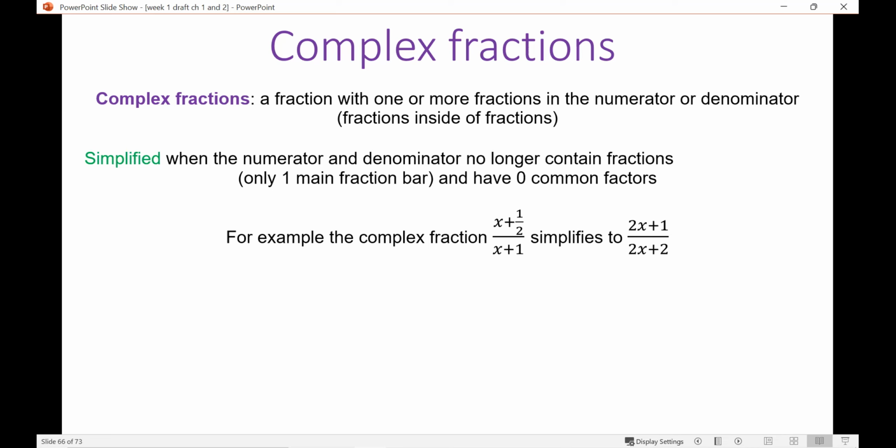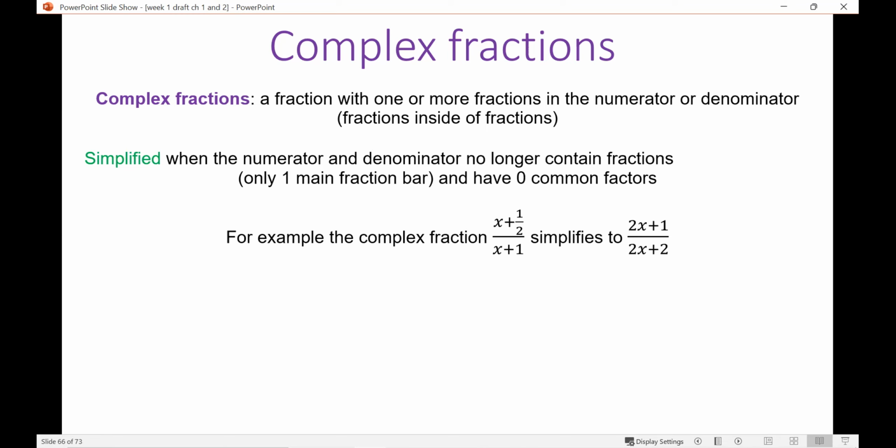A complex fraction is simplified when the numerator and the denominator don't contain fractions inside of them, so we only have one main fraction bar. And then they're also simplified when they share no common factors, just like how we simplified regular fractions.